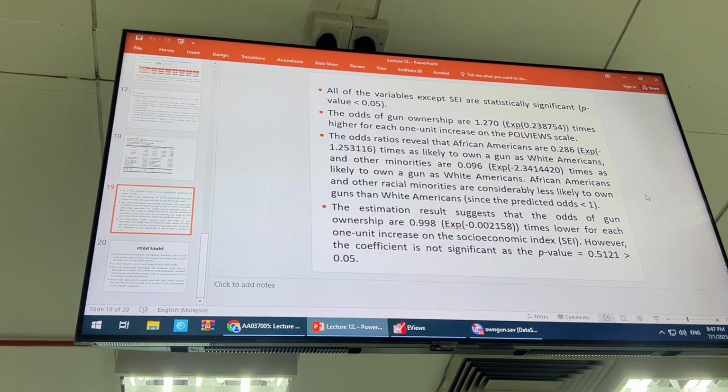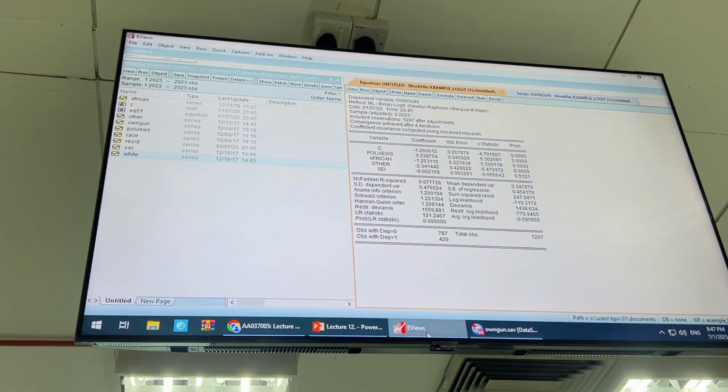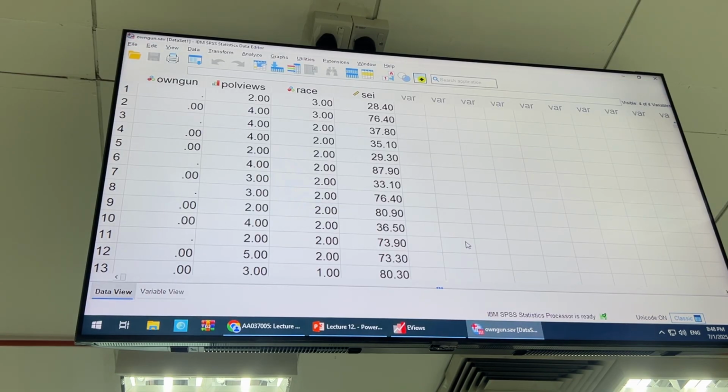Okay, so if you use SPSS, basically it's much easier. In EViews, you need to calculate the odds ratio by taking the exponent of this value, and you get the estimate of the odds ratio. But if you use SPSS, it produces in the output the estimated value of the odds ratio directly. So there are two advantages of using SPSS for logistic regression. One, it calculates the odds ratio instead of you having to calculate manually. In EViews, you have to calculate manually.